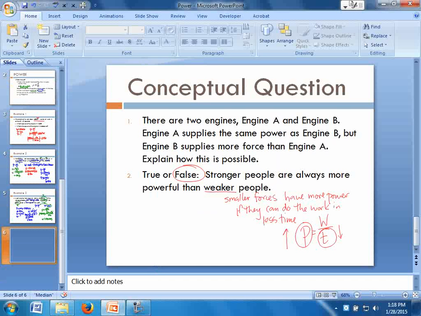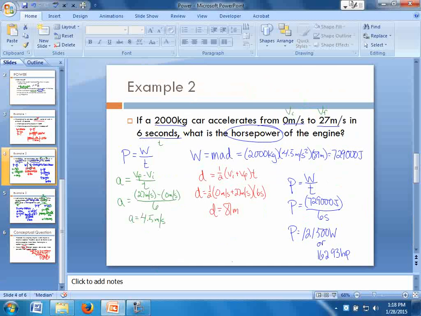That's power. Enjoy. Have some fun on those problems. There's some tough ones that are kind of like example number 2 here, so watch yourself while you're doing them.